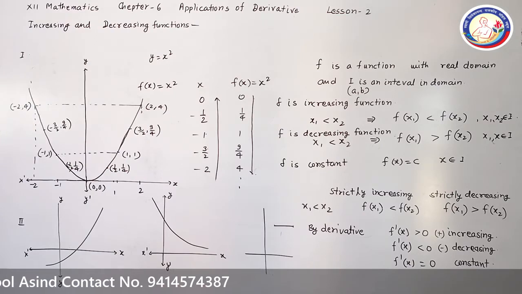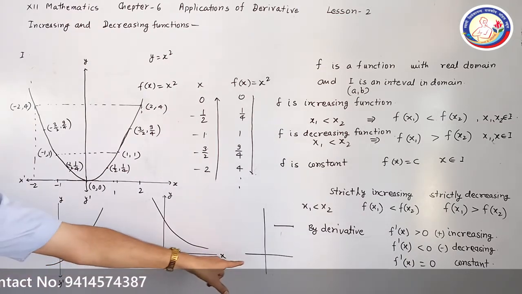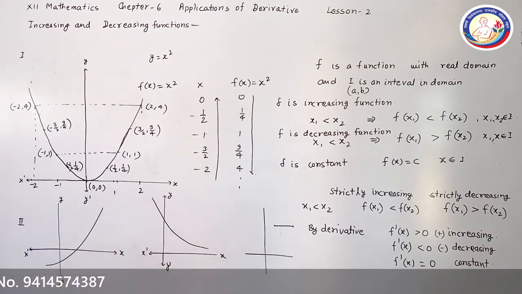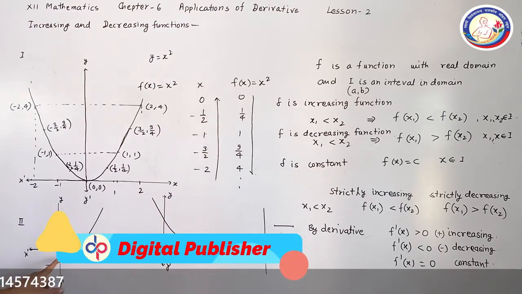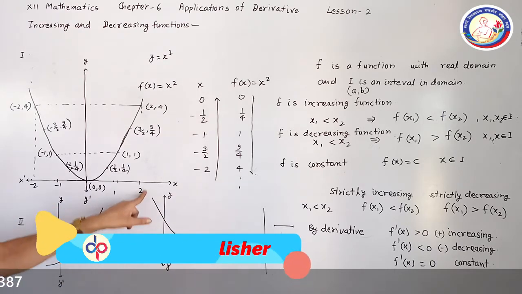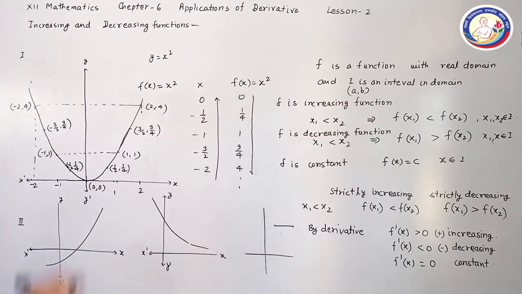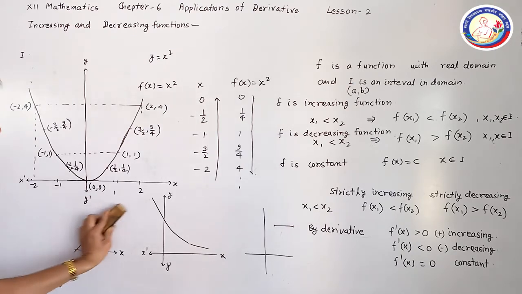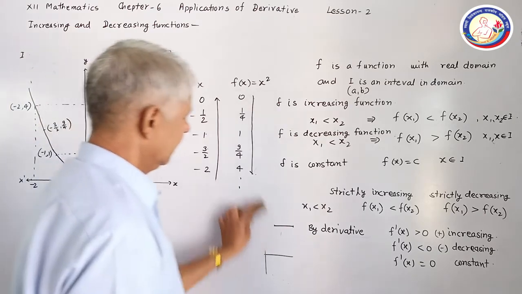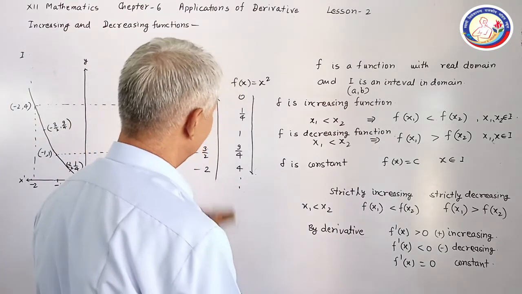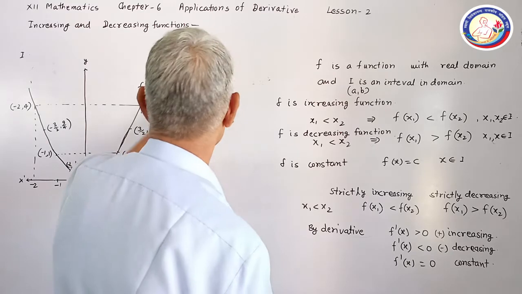What about the graphs of these functions? Say it is the first function, here it is increasing, here it is decreasing. Now I am telling you with slope of tangent. This function is neither increasing nor decreasing, it is a constant function.